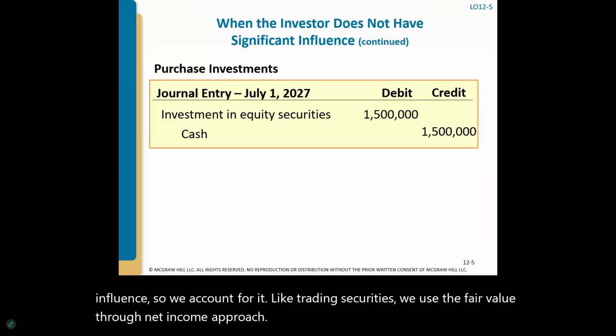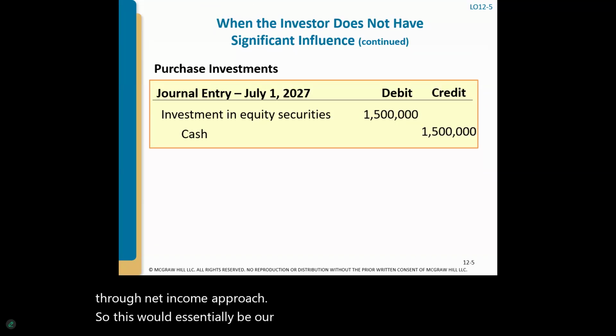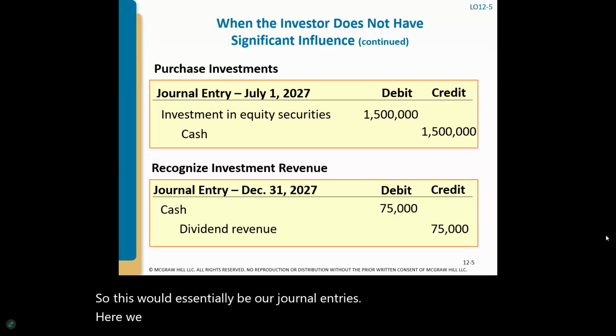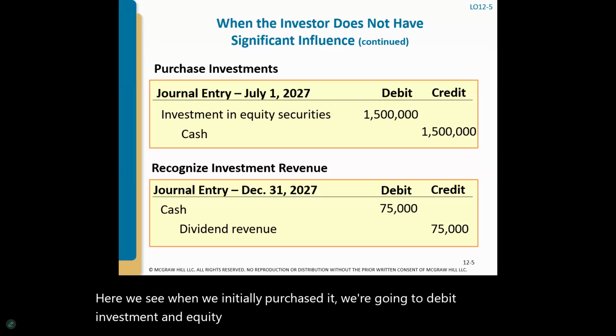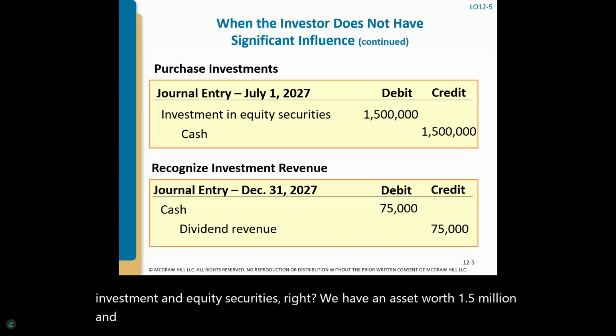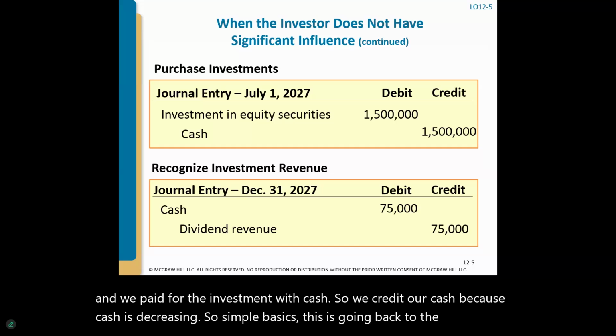So this would essentially be our journal entries. Here we see when we initially purchased it, we're going to debit investment in equity securities, right? We have an asset worth 1.5 million, and we paid for the investment with cash. So we credit our cash because cash is decreasing. So simple basics. This is going back to the basics of bookkeeping.